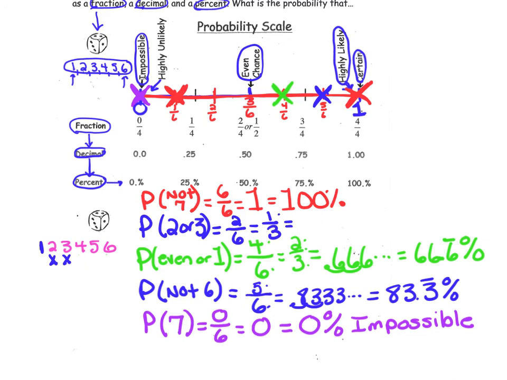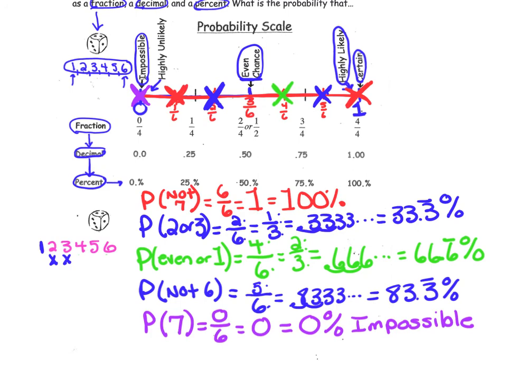Punch in 1 divided by 3, or 2 divided by 6. You should get 0.3 repeating. As a percent, it's 33.3 with a bar over that decimal 3% chance, which puts you here on the probability scale. You have less than an even chance of getting that to occur.